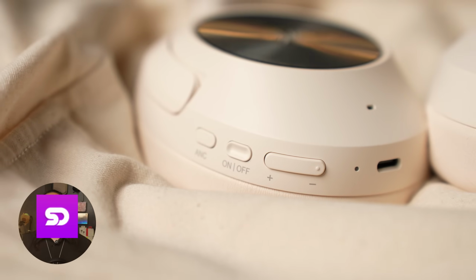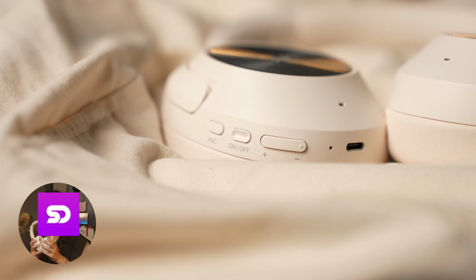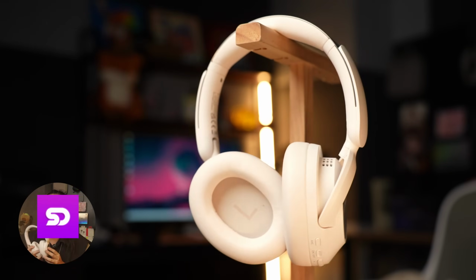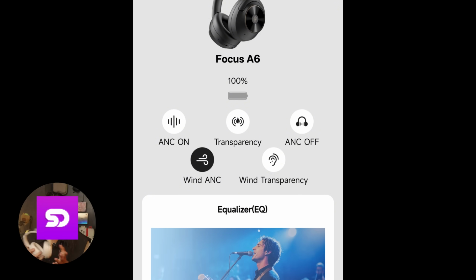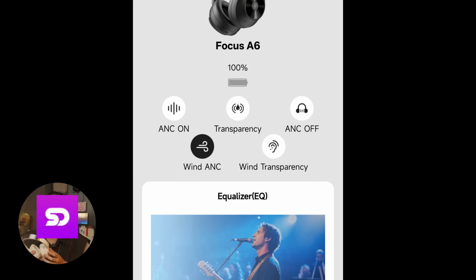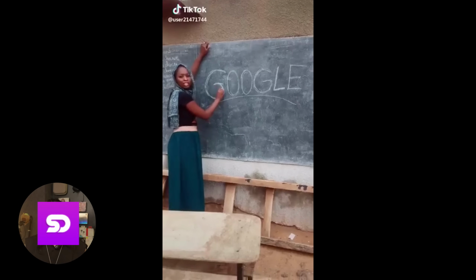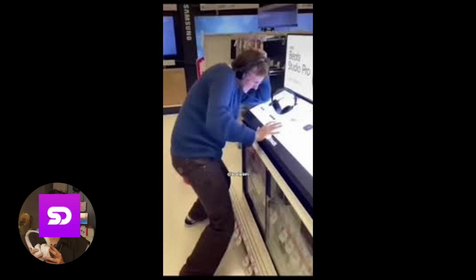Overall, this review of the OneAudio's Focus A6 was going to be a positive one. That was until I stumbled on something super confusing during editing. While recording the app functions, I noticed that under the active noise cancellation modes, besides the standard transparency mode, there is this weird wind transparency mode. I've searched on Google all over the place. No clue what wind transparency even means. And when I tested, it didn't feel noticeably different from the regular transparency mode.